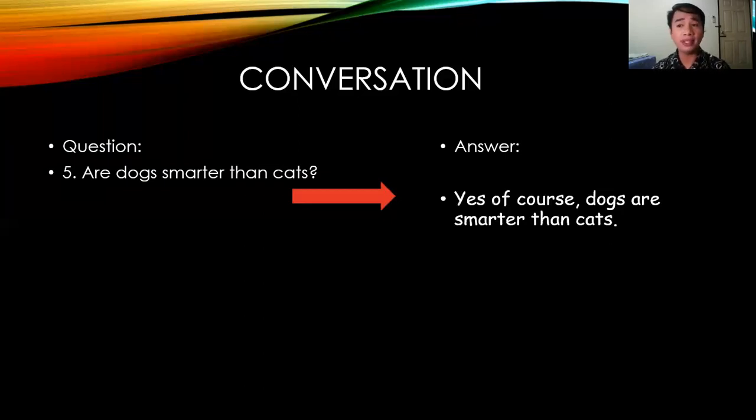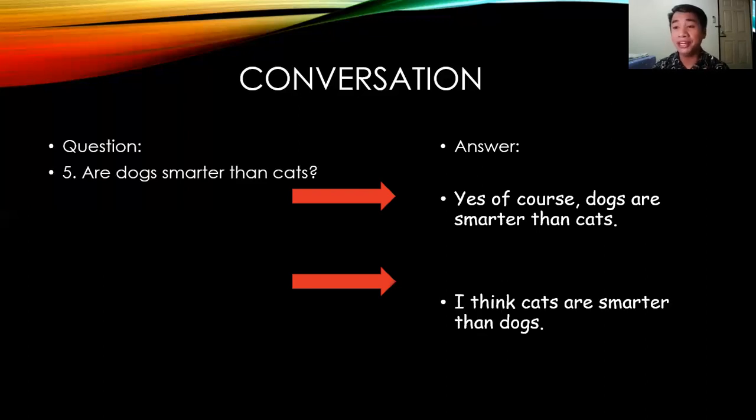Yes, of course, if you agree. Dogs are smarter than cats. If you agree with the question, you can say, yes, of course. Dogs are smarter than cats. Or if you disagree, you can say, I think cats are smarter than dogs. Or you can say cats are smarter than dogs. That's how you answer. Okay? That's good.